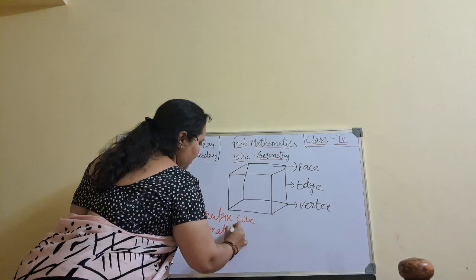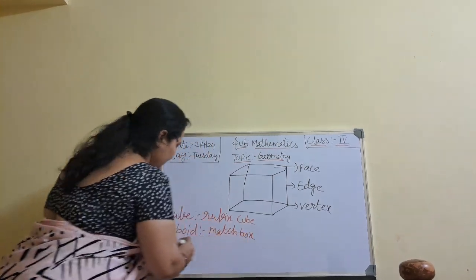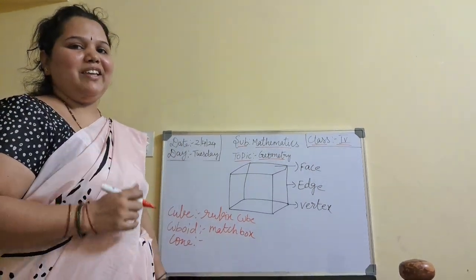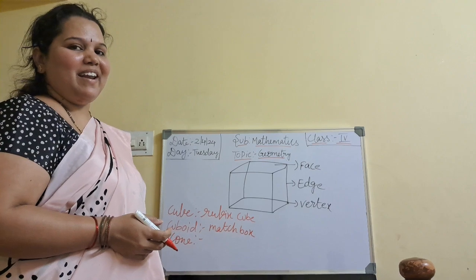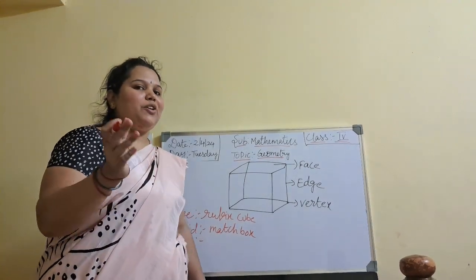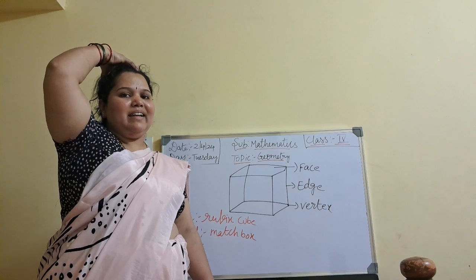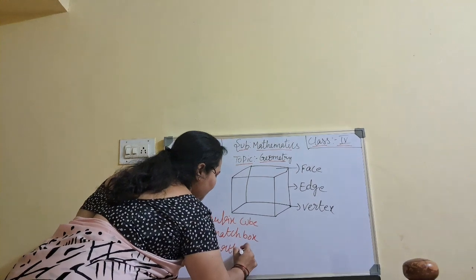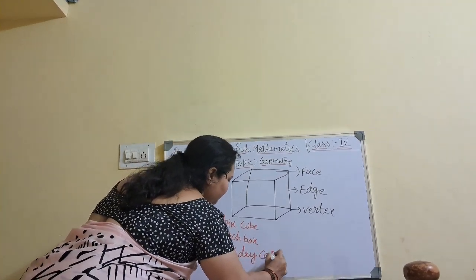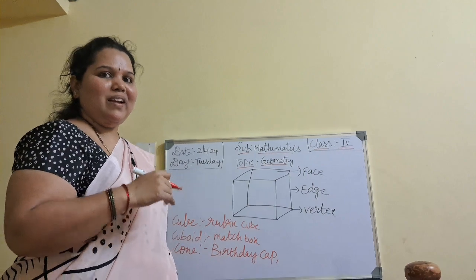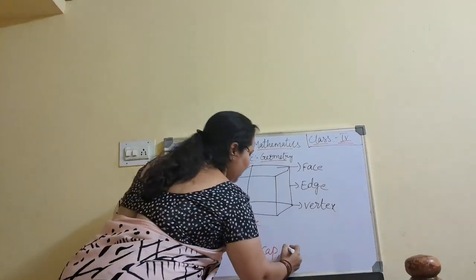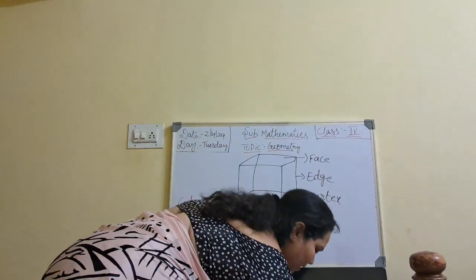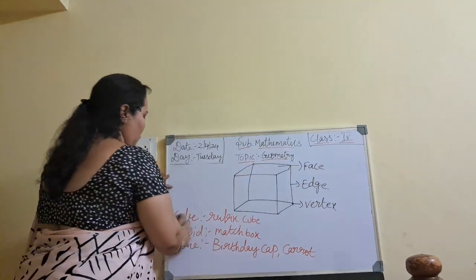Okay, then next, cone. What do you wear in your birthday parties? All of you are excited in your birthdays, no? Then what do you always wear on your head? Yes, birthday cap. And then ice cream cone, and then carrot. These are the examples of a cone.